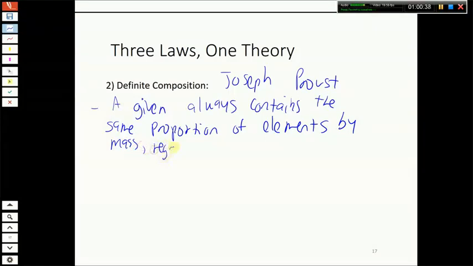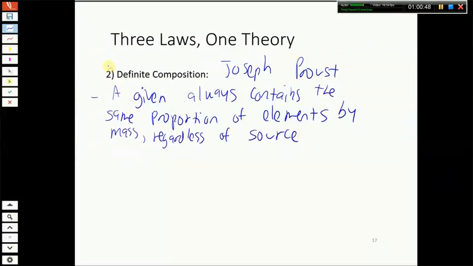And that's regardless of the source that we get it from. Okay? So there's a concept that then comes out of this, a little bit more quantitative or mathematical concept, which is the idea of mass percent. So to get into this, let's say we have carbon dioxide.